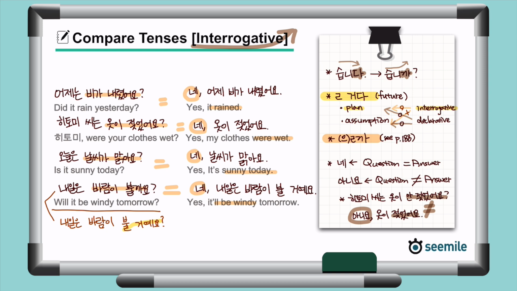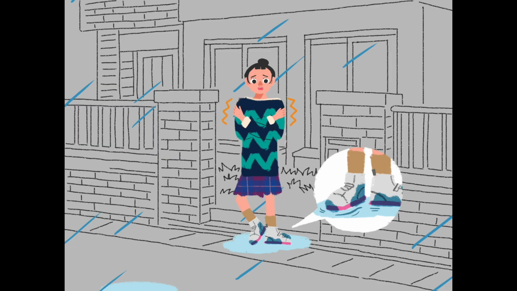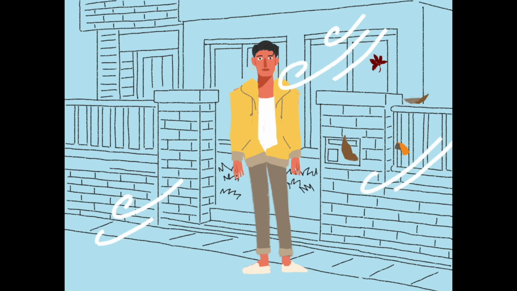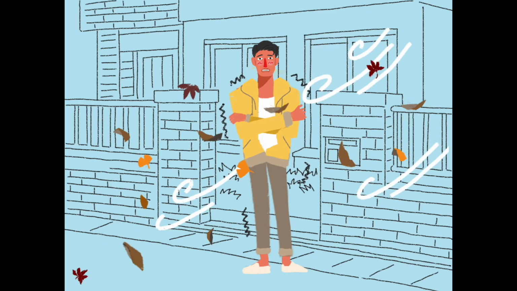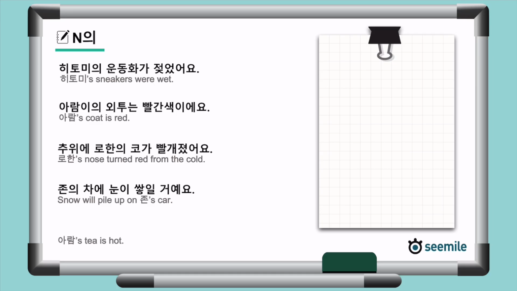Excellent! Now let's learn one more new postpositional particle. Guess what it is while watching the following video? 히토미의 운동화가 젖었어요. 아람이의 외투는 빨간색이에요. 추위에 로한의 코가 빨개졌어요. 존의 차에 눈이 쌓일 거예요.